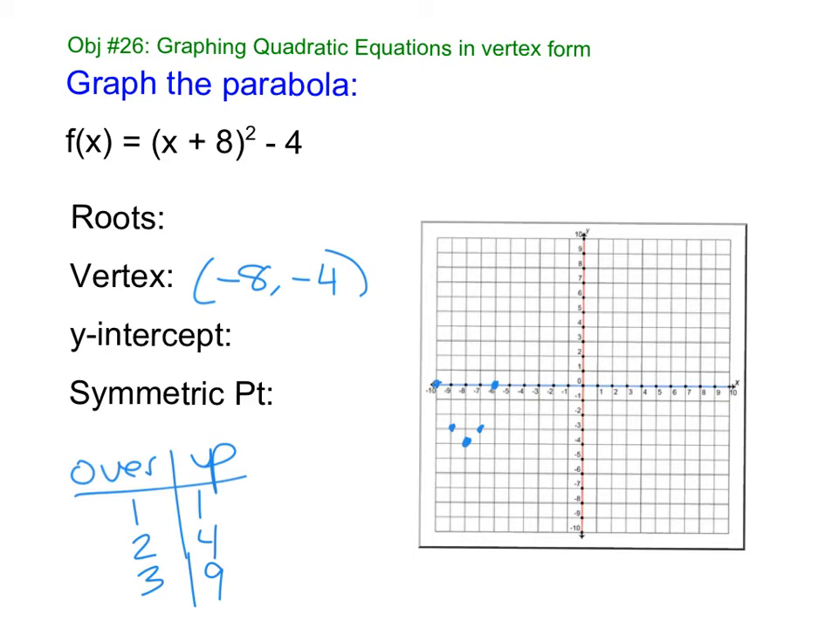Now I kind of ran out of space, but I'm going to do 3, 9 on the other side. So 1, 2, 3. That was 4, 5, 6, 7, 8, 9. All right, so my roots are -6 and -10.